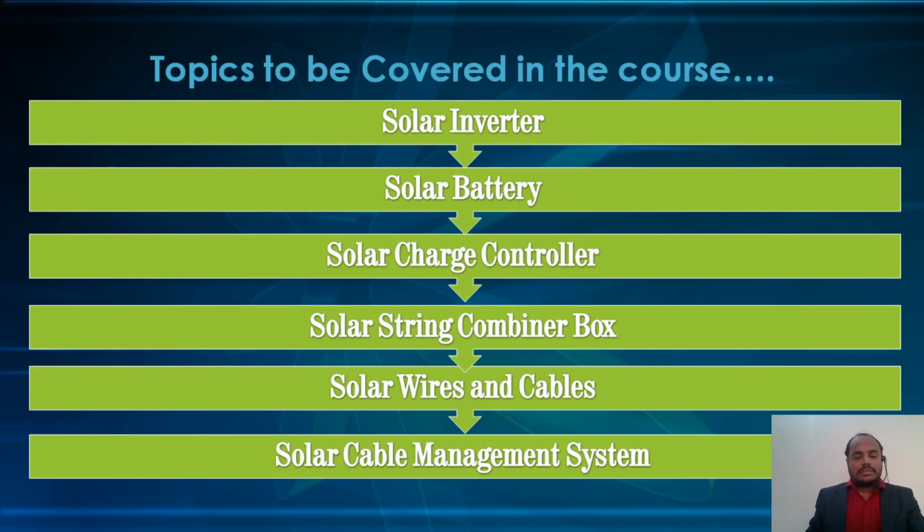We will also discuss in detail the solar wires and cables. In that, we are going to discuss the design of DC wire and AC wire, how to choose the wire according to the AWG standards, and how to choose the cross section and diameter of the wire. Also, we are going to discuss the ampacity calculation and the voltage drop calculation, and how to choose a proper cable for our solar power plant.